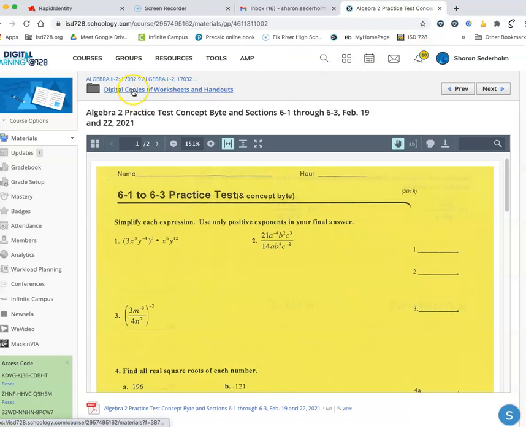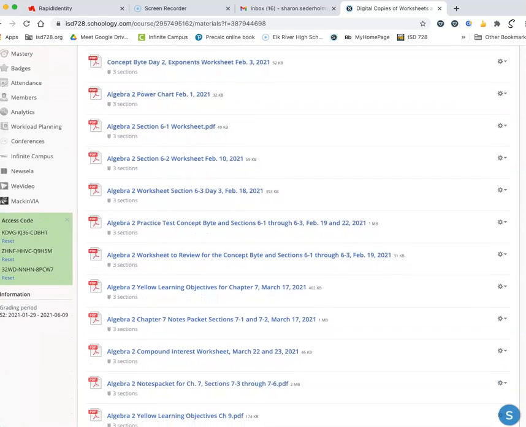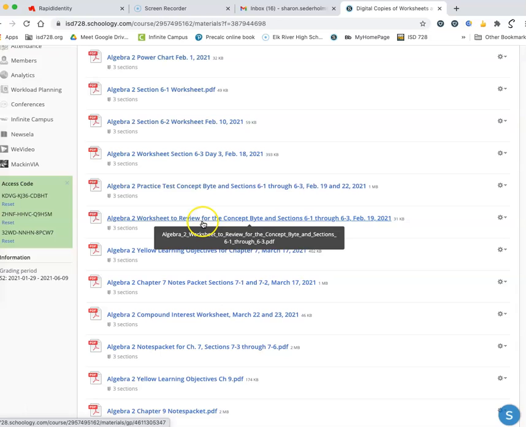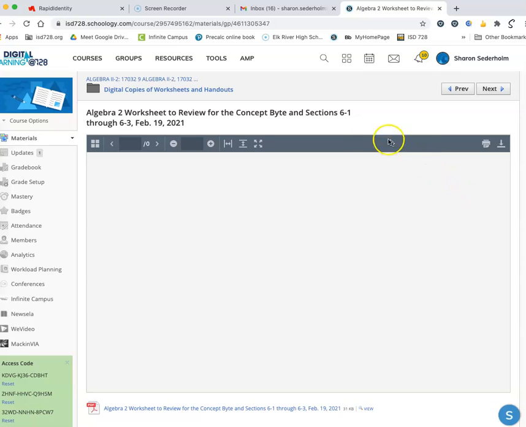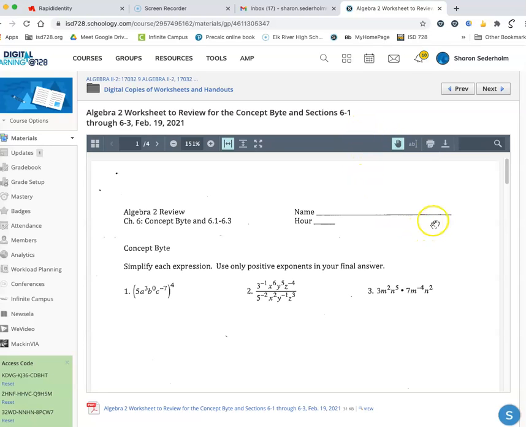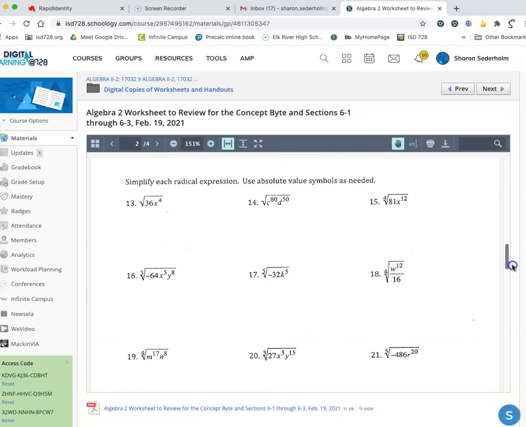And then after the test, let's go back into that black folder. We have a review assignment, but the review assignment this time is not going to come from the book. It is a worksheet. So it's down here, Algebra 2 worksheet to review for the concept byte and section 6.1 to 6.3. Again, those that were in class or picked up a packet, you already have this. It's already been copied off. Those that don't, print it off if you like, but you don't have to. You can always just put your work on notebook paper.